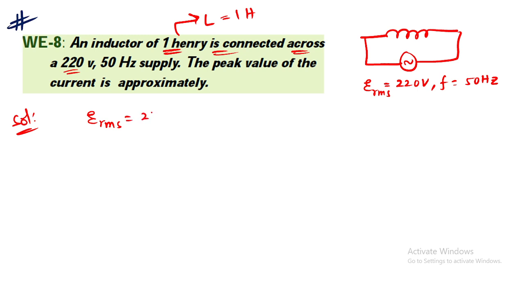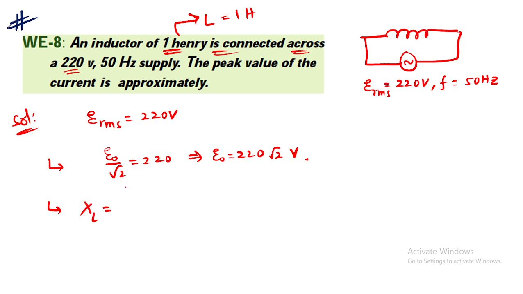Now see, E RMS is equal to 220 volt. RMS means peak value divided by root 2, which is 220 volt. So E naught is nothing but 220 into root 2 volt. Clear? Next, from the frequency I can get one more value. XL, the reactance, is equal to L into omega, or else L into 2 pi into frequency.